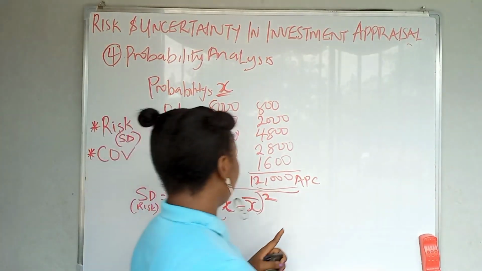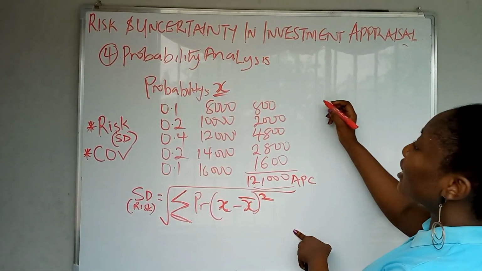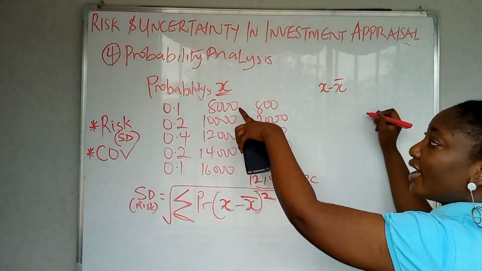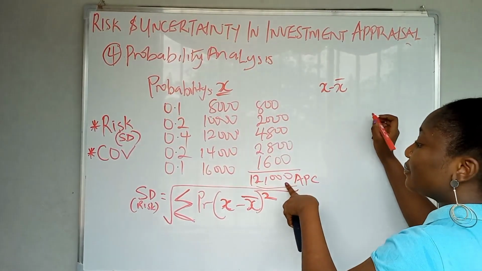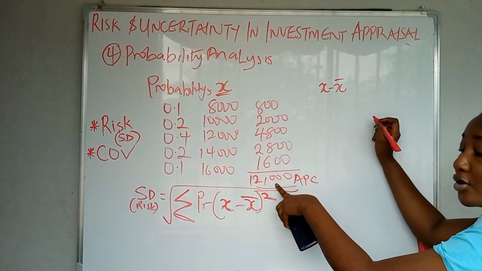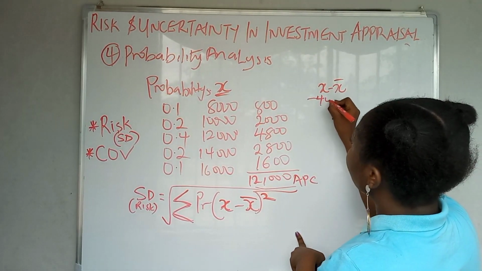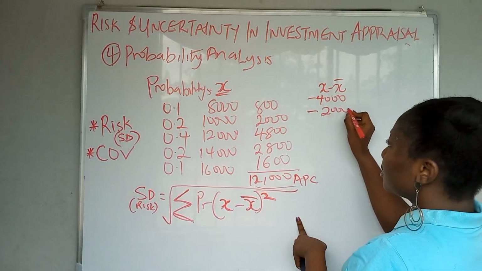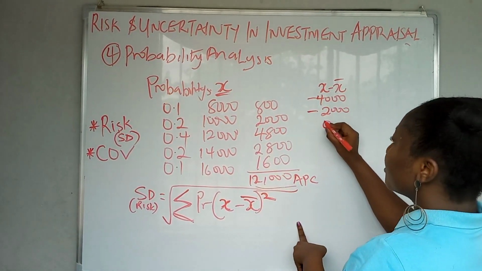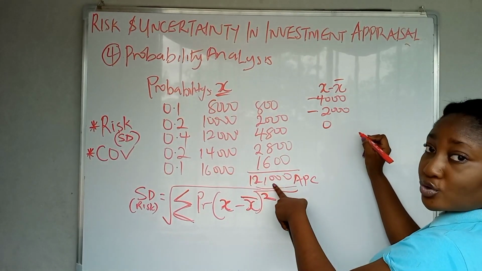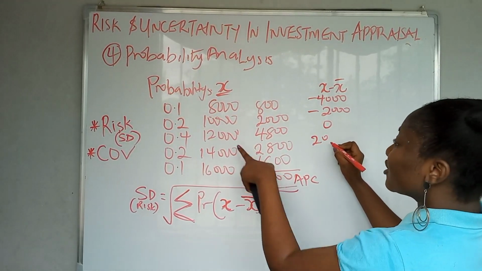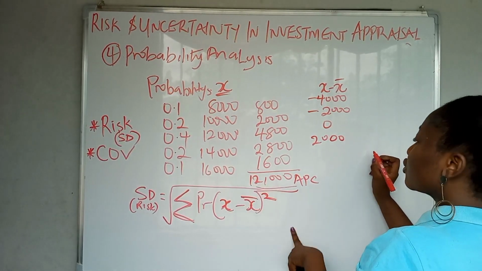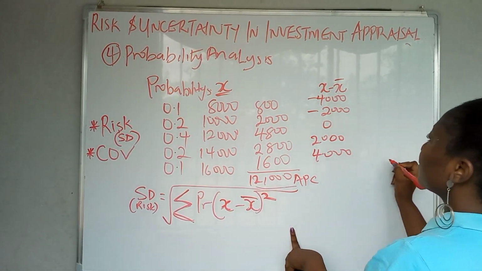It's very simple. Okay. So the first thing you need to do is to get your what? X minus x bar. X 8,000 minus x bar 12,000, that gives you what? Minus 4,000. 10,000 minus 12,000, minus 2,000. 12,000 minus 12,000, 0. 14,000 minus 12,000, 2,000. 16,000 minus 12,000, 4,000.